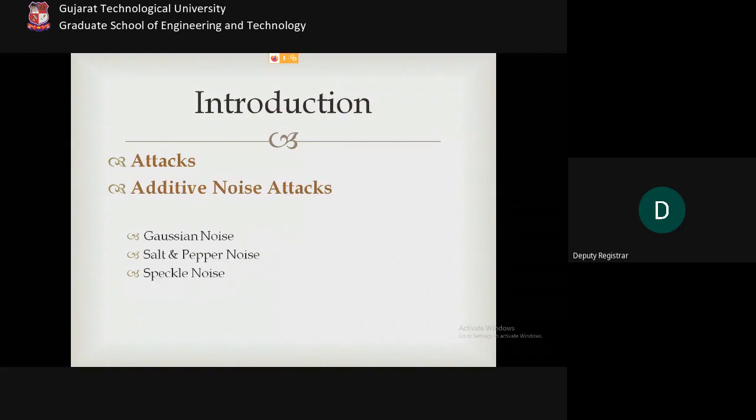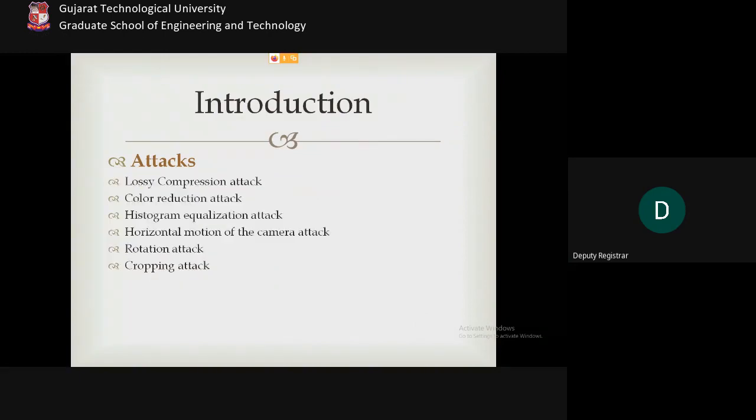These kinds of attacks are applied on the video, right? So filtering attacks, followed by noise attacks that can be Gaussian, salt and pepper, and speckle noise. Any noise can have its own attack. Similarly, we are discussing compression attack, color reduction, histogram equalization, motion of the camera, which can be one attack at the time of capturing, and rotation or cropping attack. These two attacks can be man-made. Most of these attacks are man-made or channel property attacks, right? So in this way, many attacks can attack the video.